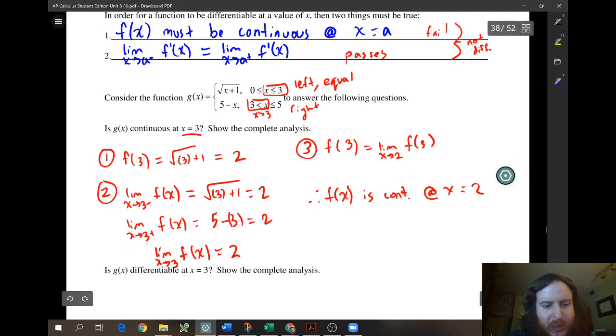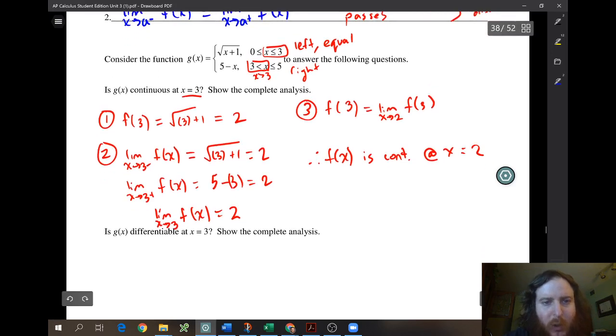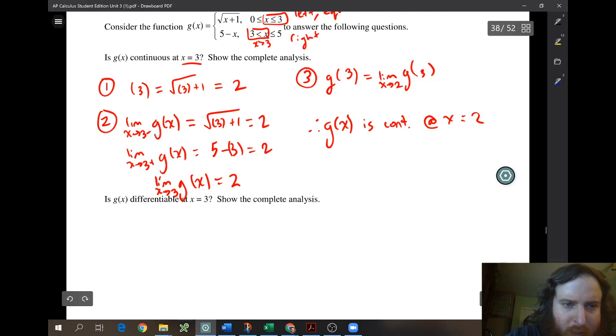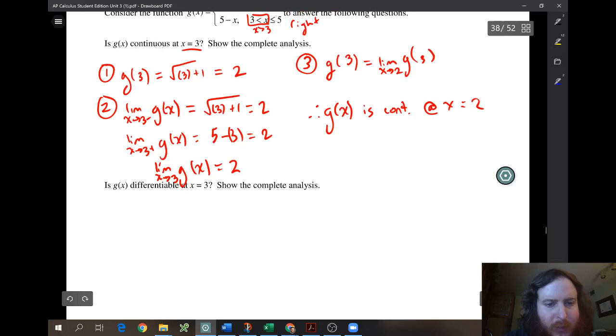Okay, second part says, is f of x differentiable? And show our work. So the way we're going to do this, I've been saying f the whole time, these all should have been g's. Okay, there we go. So is g of x differentiable at x equals 3?